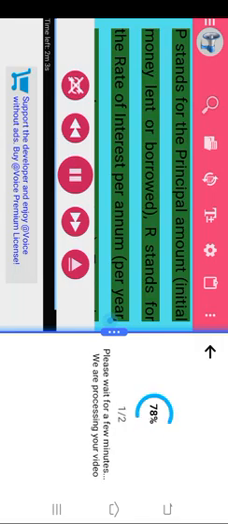Here, P stands for the principal amount, the initial money lent or borrowed. R stands for the rate of interest per annum, per year, expressed as a percentage. T stands for the time period, usually in years. SI is the simple interest earned or paid.